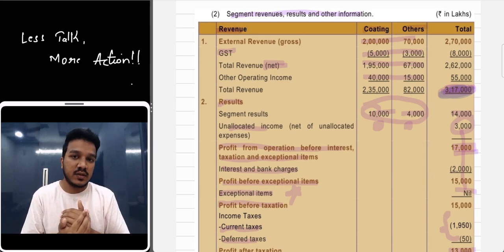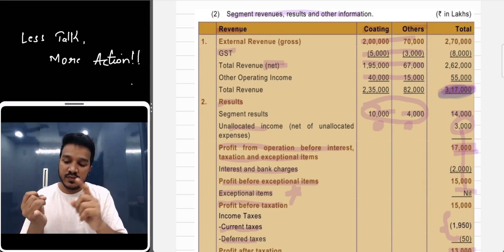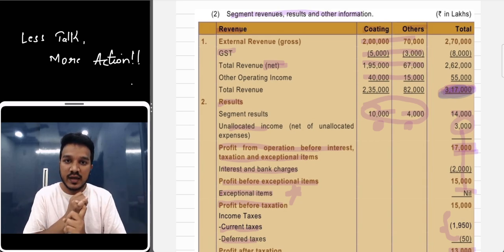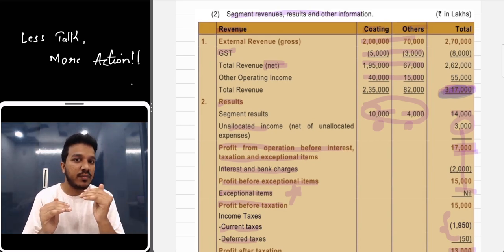Perfect. And then comes results. Results का you will give information, unallocated income add कर देना उसको, and then whatever balance comes is profit before interest, exceptional items, remember that, and then taxation. You will remove interest, you will give adjustment to exceptional items saying it is nil, and then tax को भी हटा देते. Then you will get profit after taxation. P&L का भी खत्म. Revenue हो गया, P&L हो गया.